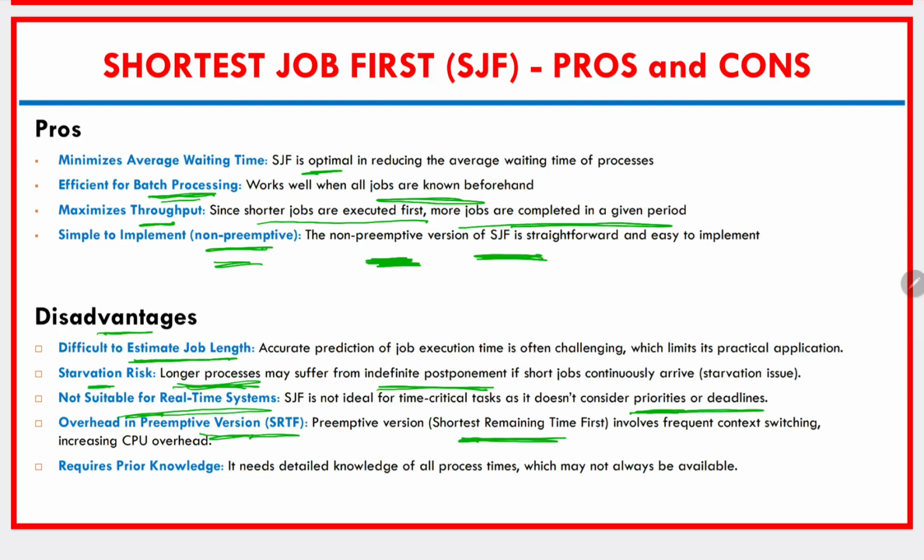Then, as I've already told you, we need to have a prior knowledge regarding the process times, and sometimes it is not feasible to have the complete knowledge of for what span of time a process might need the CPU. So in that case, it is a difficult kind of thing. So that's all about shortest job first, preemptive as well as non-preemptive variant.